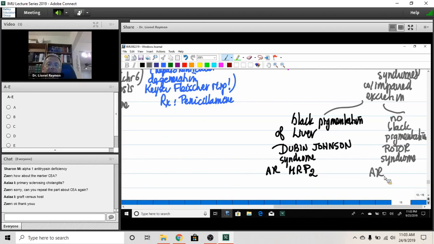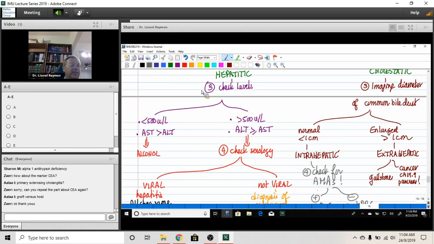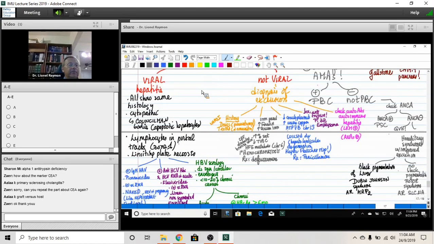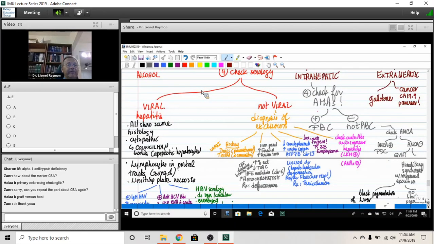That should give you a big workout that all started with checking bilirubin, checking the enzyme. If it's hepatic, checking the level of these enzymes. If they're very high, then checking the serology to kill those viral hepatitides. If it's not viral, then there were all kinds of diagnoses of exclusion that are rarer. Versus imaging the diameter of the common bile duct. If it's normal, it's intrahepatic, double check that it's not PBC by looking at AMA.